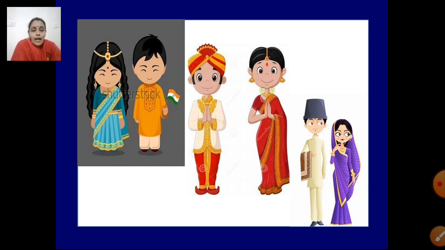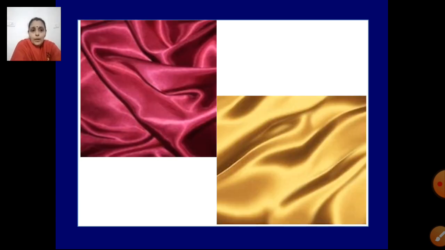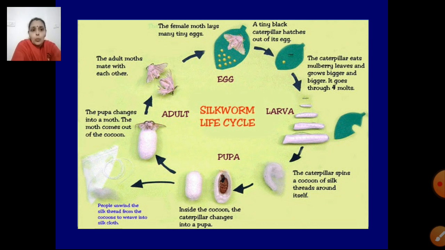Now, do you all have any idea, children, from where do we get the silk for these? How these clothes are made? From where do we get the silk? Do we get it from the plants? No, we don't get silk from the plants. Then from where do we get it? We get silk from silkworms. Yes, we get silk from silkworms.